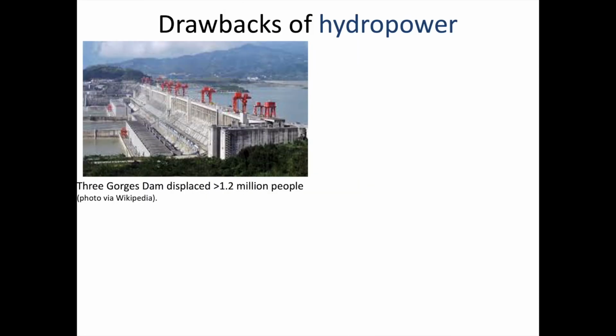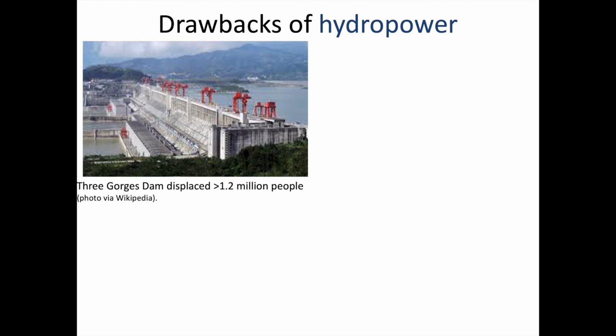That brings us to the drawbacks of hydroelectricity as a renewable energy source. As we've already mentioned, dams require some topography, so they can't be built just anywhere. They also require permanently flooding some land, and that can displace people and wildlife. For example, the Three Gorges Dam in China required the relocation of more than 1.2 million people when it was built.